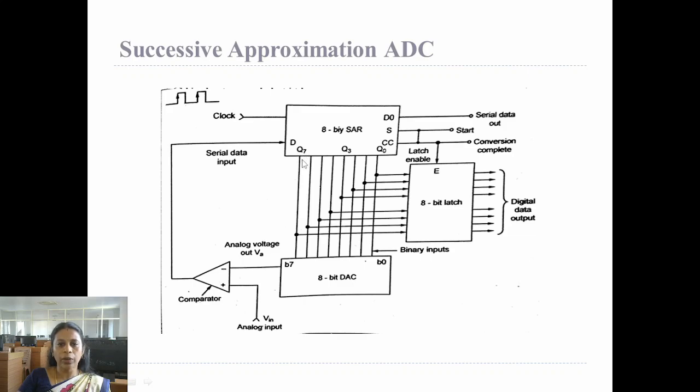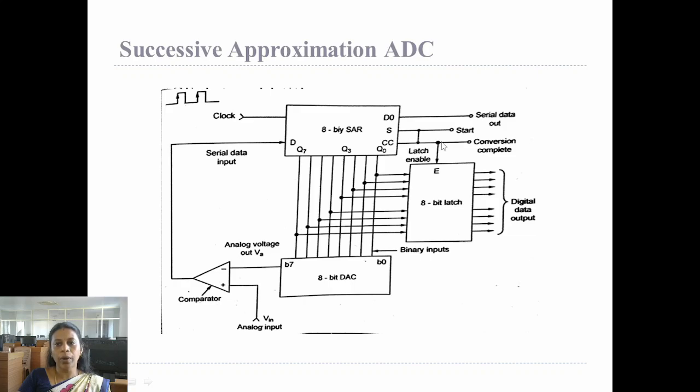So if it is not equal, Q7 will be turned off. That means the given input voltage is less than the reference signal, so it is turned off. Q7 is turned off, Q6 will be enabled, and the remaining values remain as 0 itself. And now this particular digital value is again converted to analog, and further it is compared. This comparison will go on continuing until these two values become equal. Once both the values are equal, we can find out the output equivalent to the analog input.